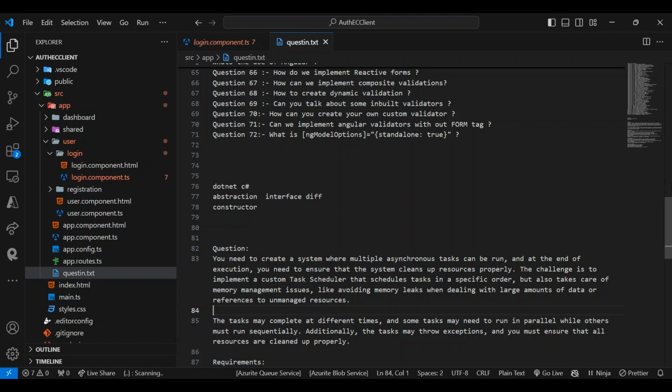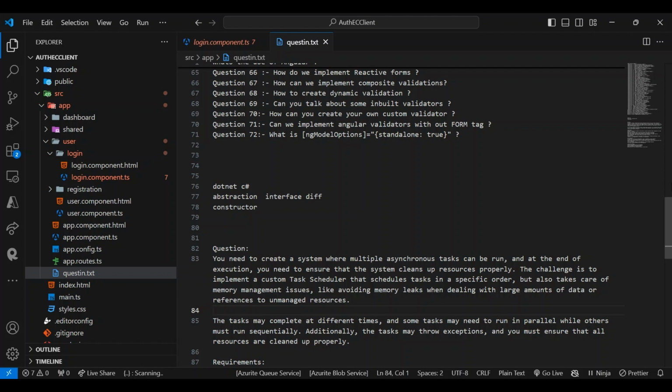The question is that you need to create a system where multiple asynchronous tasks can be run, and at the end of execution you need to ensure that the system cleans up resources properly. The challenge is to implement a custom task scheduler that schedules tasks in a specific order, but also takes care of memory management issues, like avoiding memory leaks when dealing with a large amount of data or references to unmanaged resources.